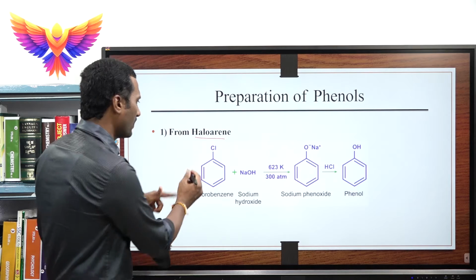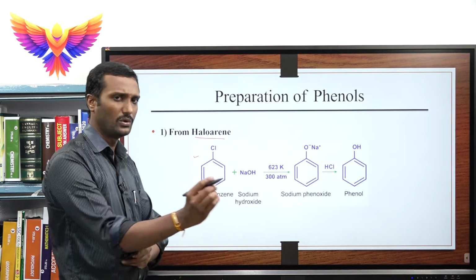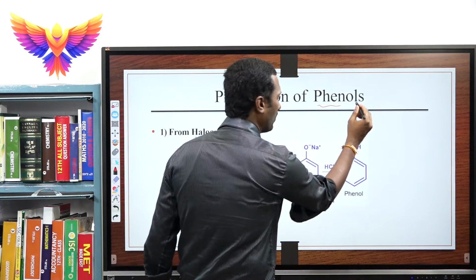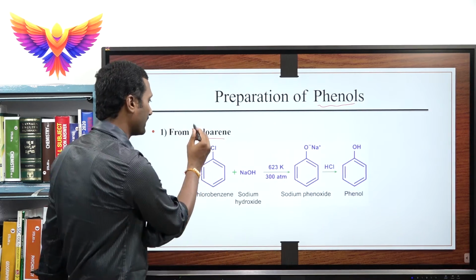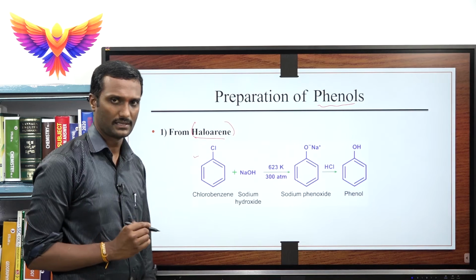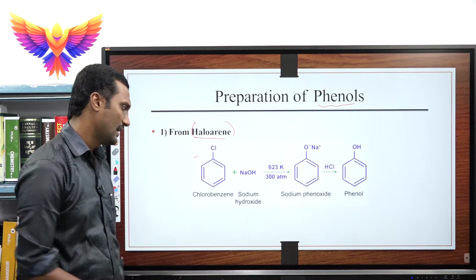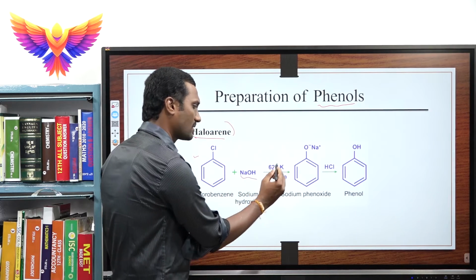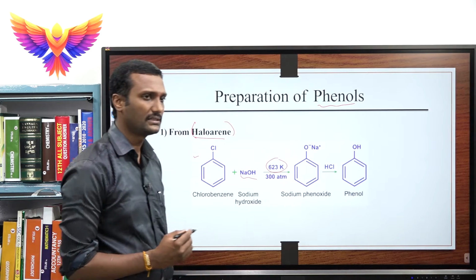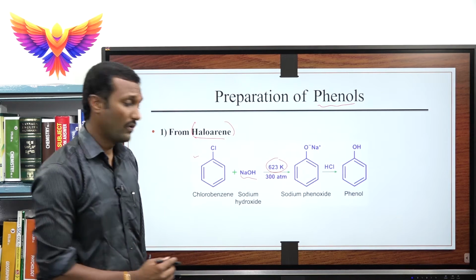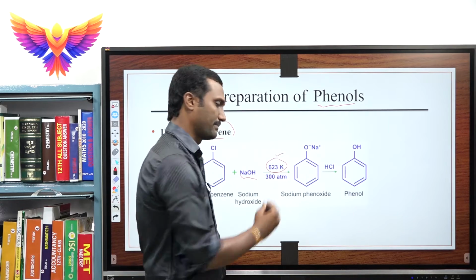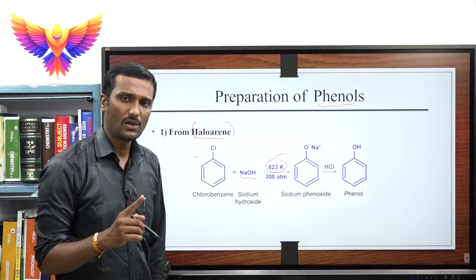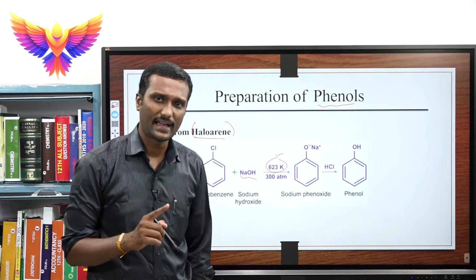So now, okay, we have prepared chlorobenzene. Now the concept is only how to prepare phenol from different methods. Which method here? The aryl halide method. So when this chlorobenzene reacts with sodium hydroxide at 623 Kelvin. Why are we giving so much temperature? Because aryl halide has less reactivity.